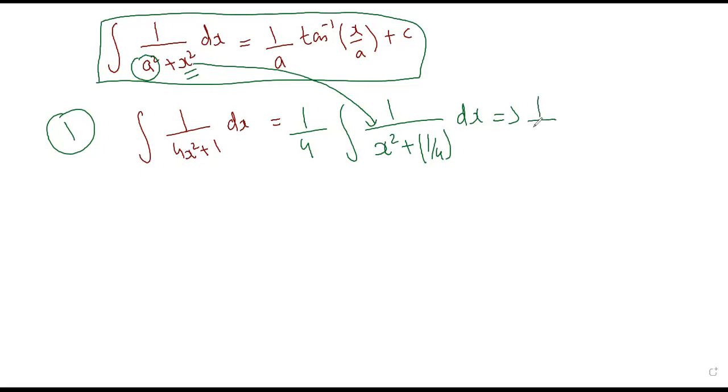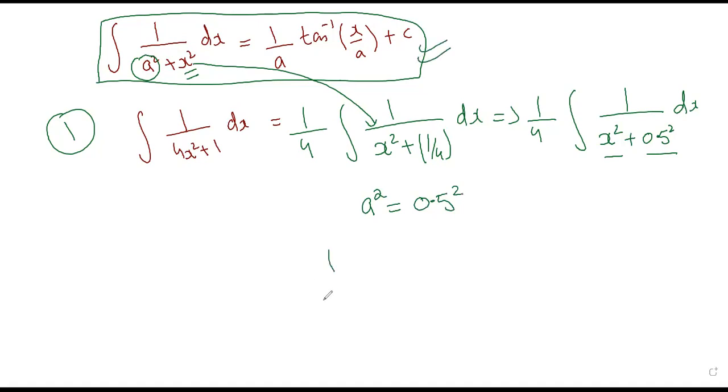So this would be 1 by 2. 1 by 4 integration 1 over x square plus 1 by 2, that is 0.5 square dx. Now things look alike, right? We have 1 over a square plus x square. My a square is, what is my a square? 0.5 square. So I need to apply this formula directly. 1 by a would be 1 by 0.5 tan inverse x by 0.5 plus c would be the answer.